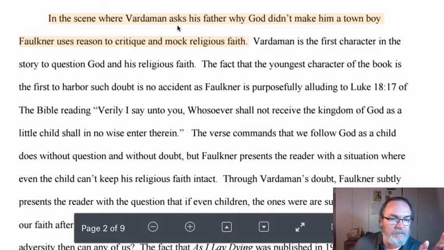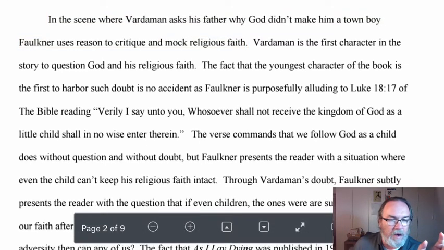Notice it gives us the specific scene, the one where a character asks his father something. And then it says Faulkner uses reason to critique and mock religious faith. It's a really clever way to use both terms. There's the active verb uses. Reason is used to critique and mock religious faith.